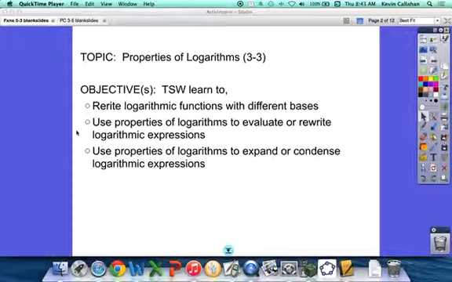Right. We already dealt with some properties of logarithms, right? The ones we just used in the homework, those are properties of logarithms, right? But there's other properties of logarithms that we're going to use in the lesson today, which are part of solving equations and all that.